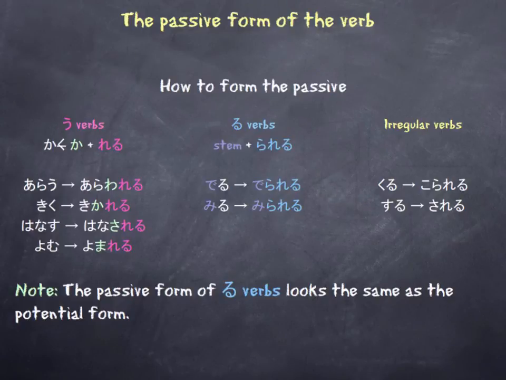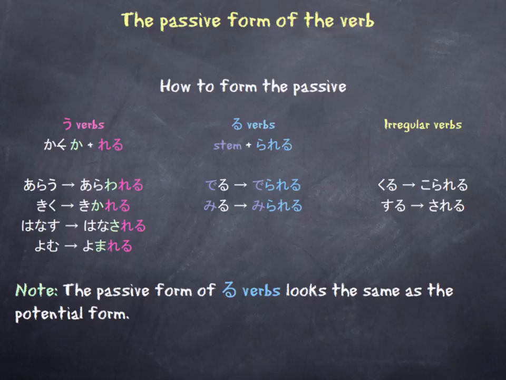Now please note the passive form of ru verbs looks the same as the potential form of the verb. Remember back we did a lesson about how to say that you can do something. For example, I can eat something is taberareru. So because the passive form of ru verbs looks the same as the potential form, how do you tell them apart? There's two ways. The first way would typically be the context of the sentence, and the second way would be to look at the particle that comes before the verb.